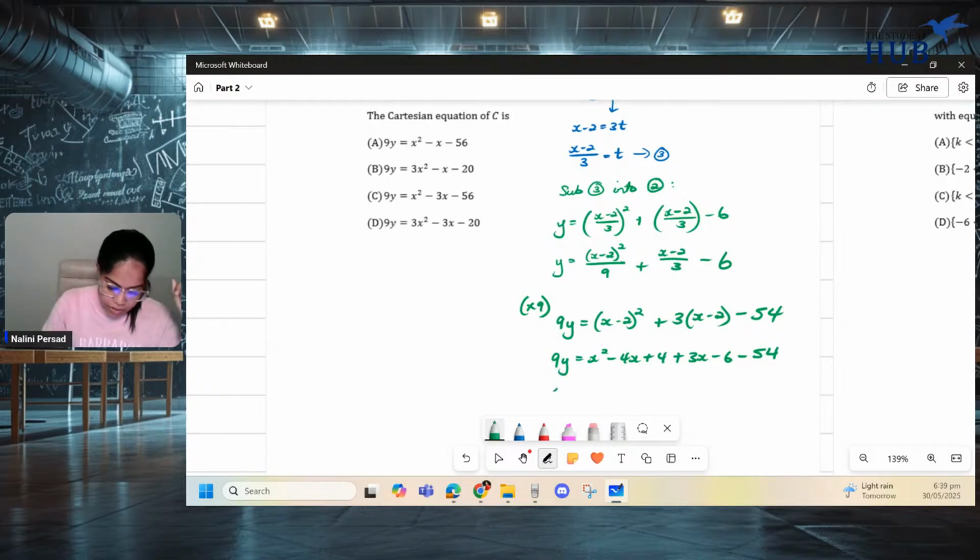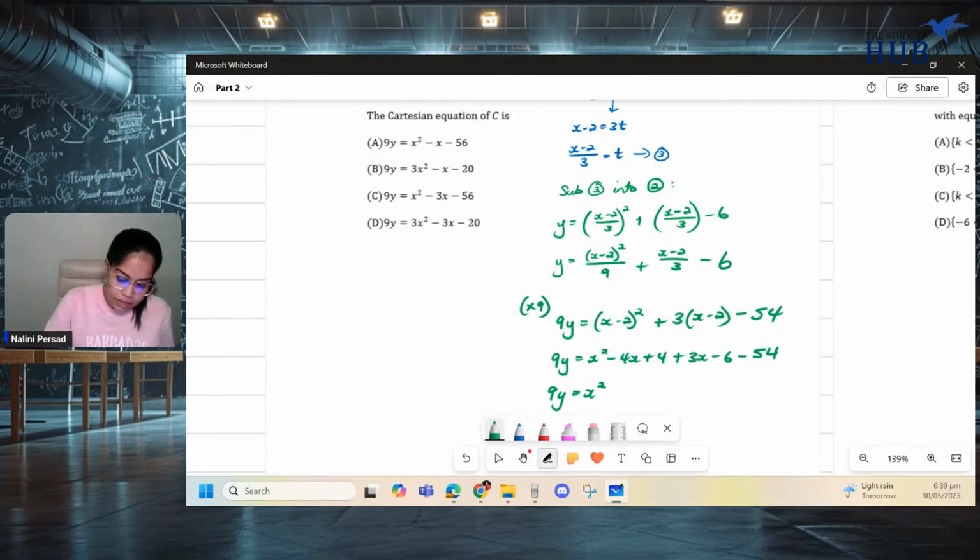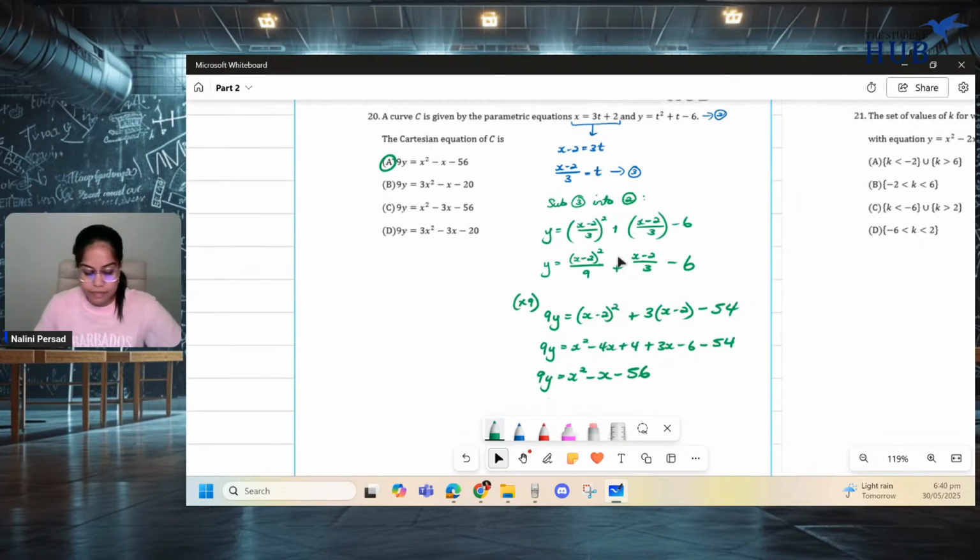And I can simplify further. Negative 4x plus 3x is minus x. 4 minus 6 is negative 2. Negative 2 minus 54 is negative 56. Right? So my answer is option A. Yes, option A.